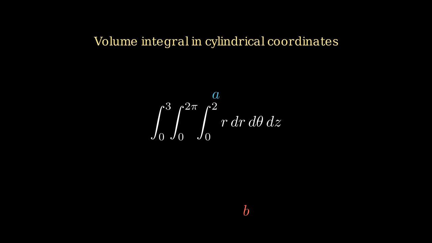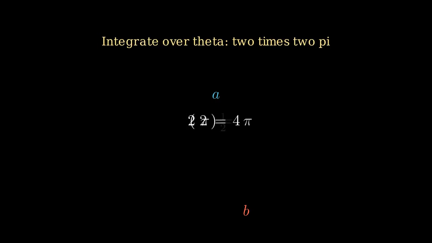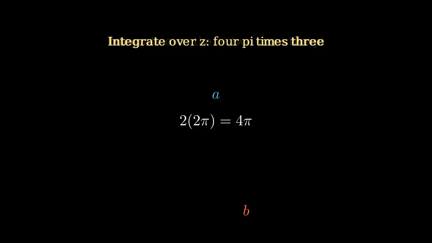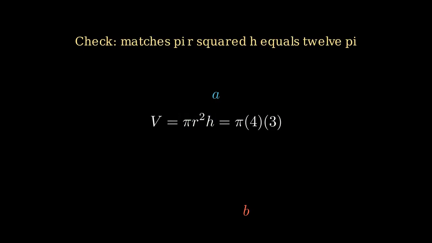The inner integral over r gives 1/2 r squared evaluated from 0 to 2, which is 1/2 times 4 equals 2. Integrating that over theta from 0 to 2 pi gives 2 times 2 pi equals 4 pi. Integrating that over z from 0 to 3 gives 4 pi times 3 equals 12 pi. As a check, this matches the standard formula for the volume of a cylinder, pi times radius squared times height, which is pi times 4 times 3, also 12 pi.